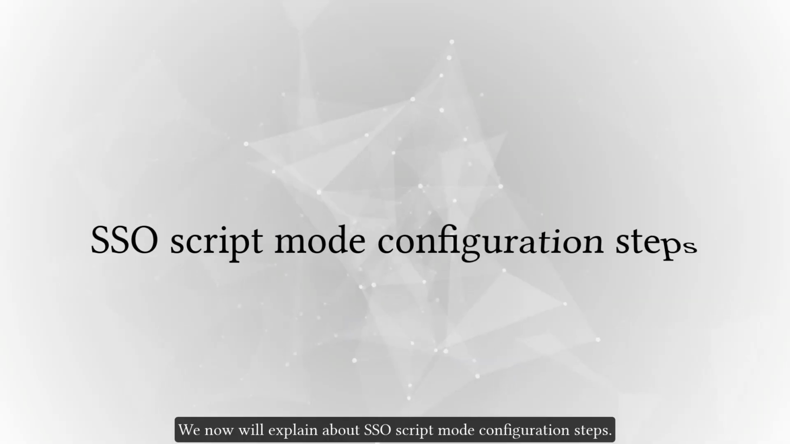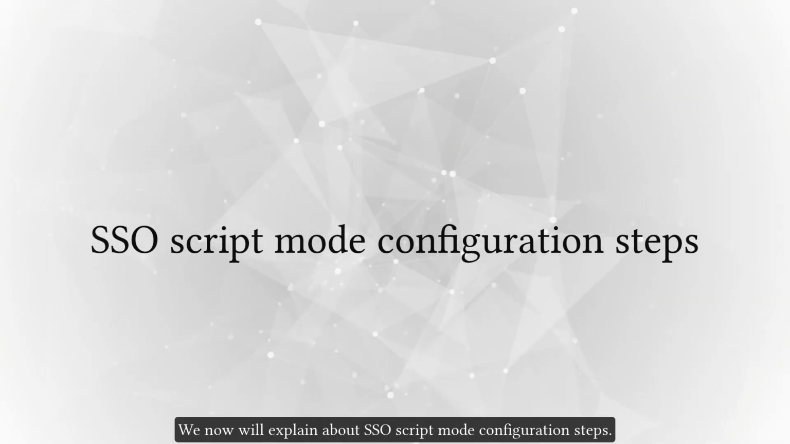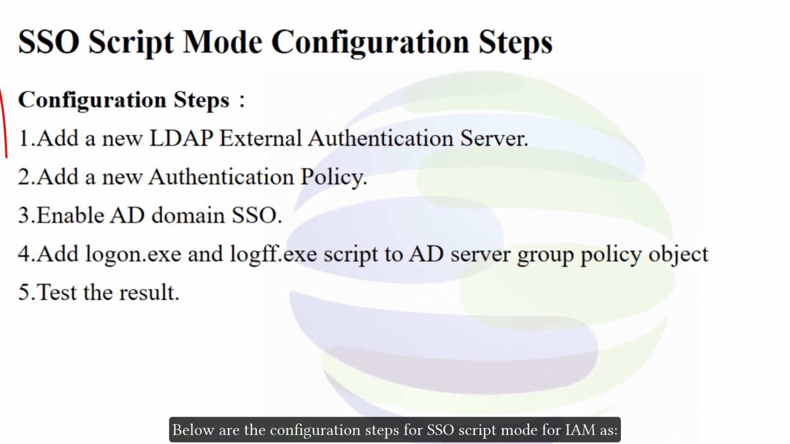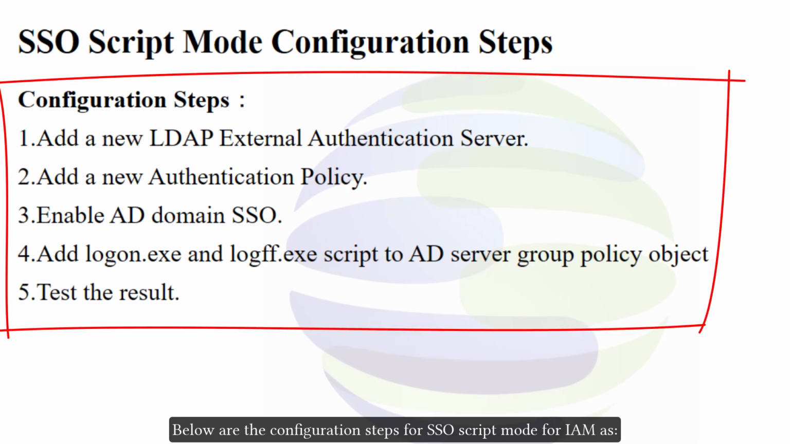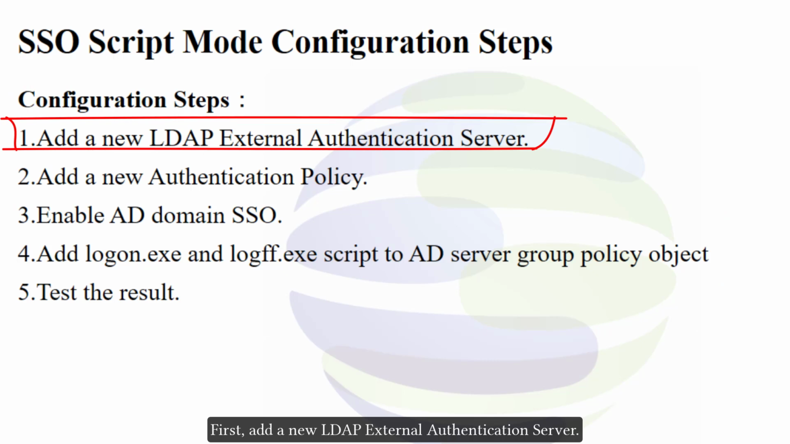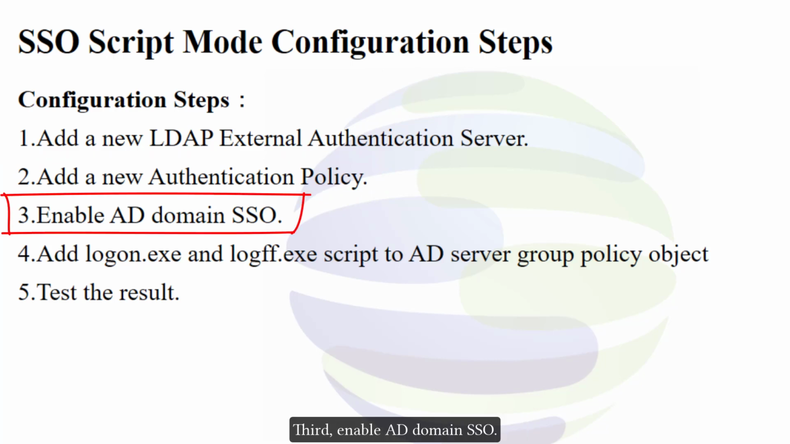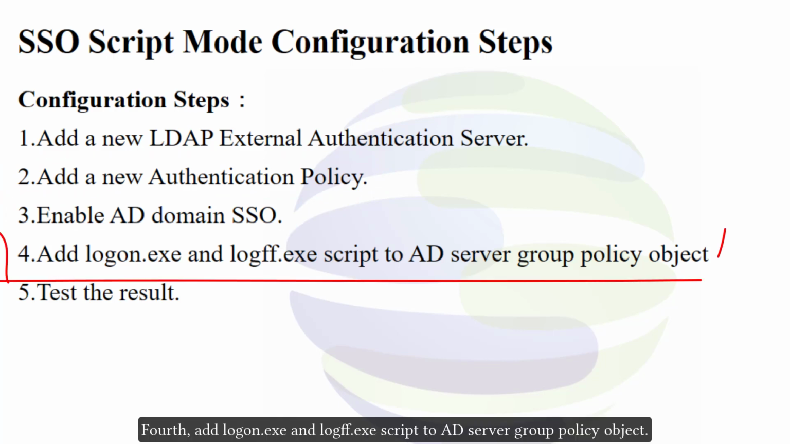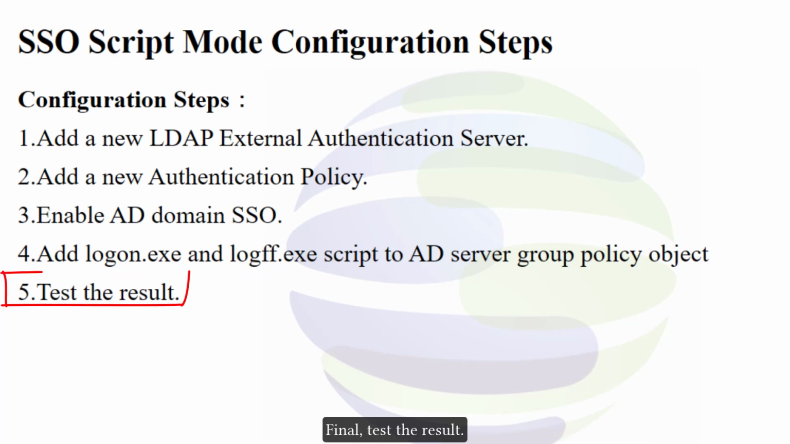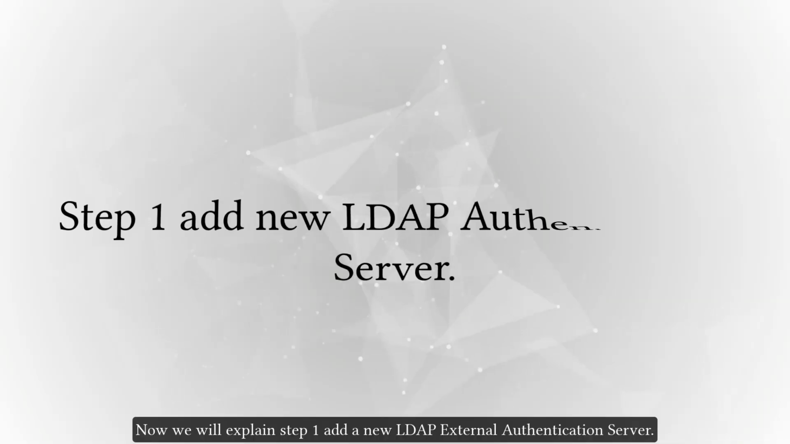We now will explain about SSO script mode configuration steps. Below are the configuration steps for SSO script mode for IAM: first, add a new LDAP external authentication server. Second, add a new authentication policy. Third, enable AD domain SSO. Fourth, add logon.x and logoff.x script to AD server group policy object. Finally, test the result.